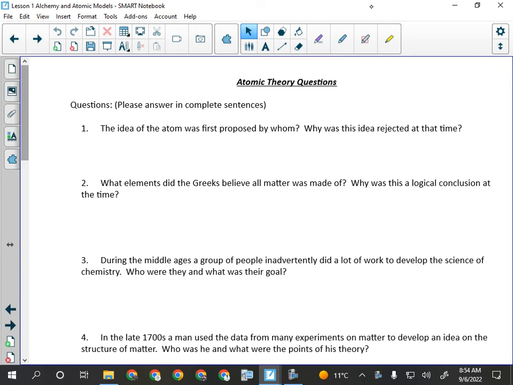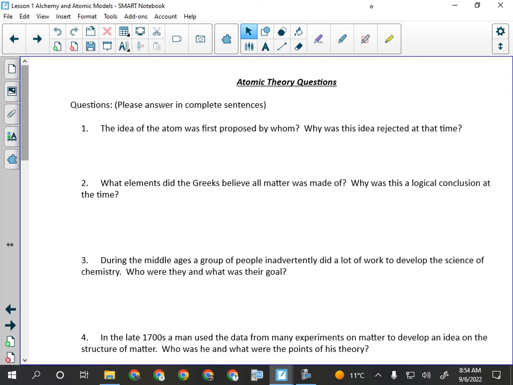Okay. So, the idea of the atom was first proposed by whom? That would be Democritus. Democritus was the Greek thinker who said that everything was made of these tiny particles. But it was not well accepted because it didn't make sense. People were very comfortable and understood very well the workings of the four elements idea, and so it was rejected at the time.